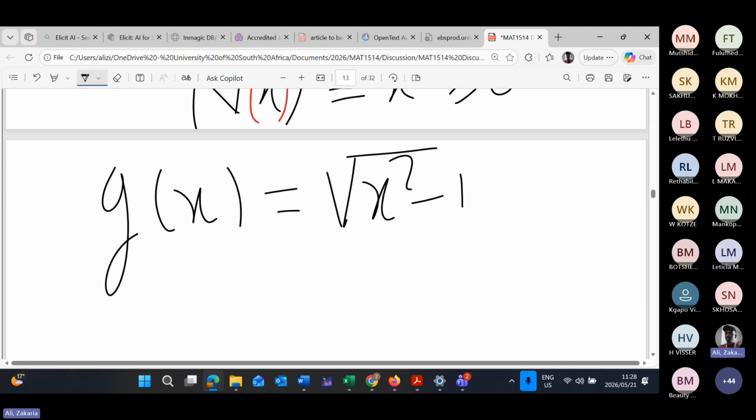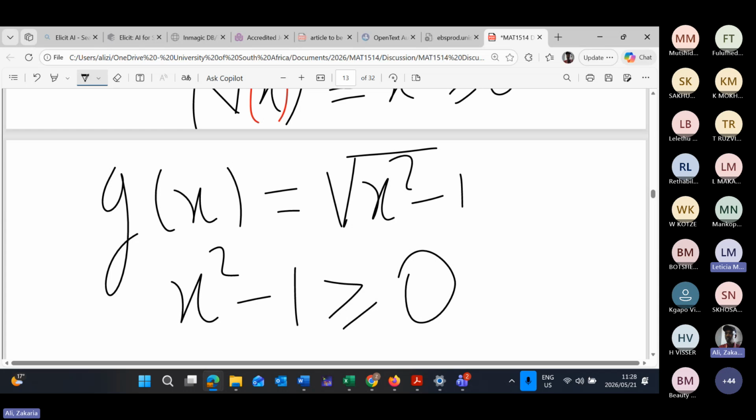And then I said, before we get the domain, there are some acrobatic moves that I need to take, which is x squared minus 1 greater or equal to 0, by the definition of a square root function. The square root function says you can give me anything inside under the condition that that thing must be a positive number. So for us to get the domain, we have a restriction: from the square root, x squared minus 1 must be greater or equal to 0.